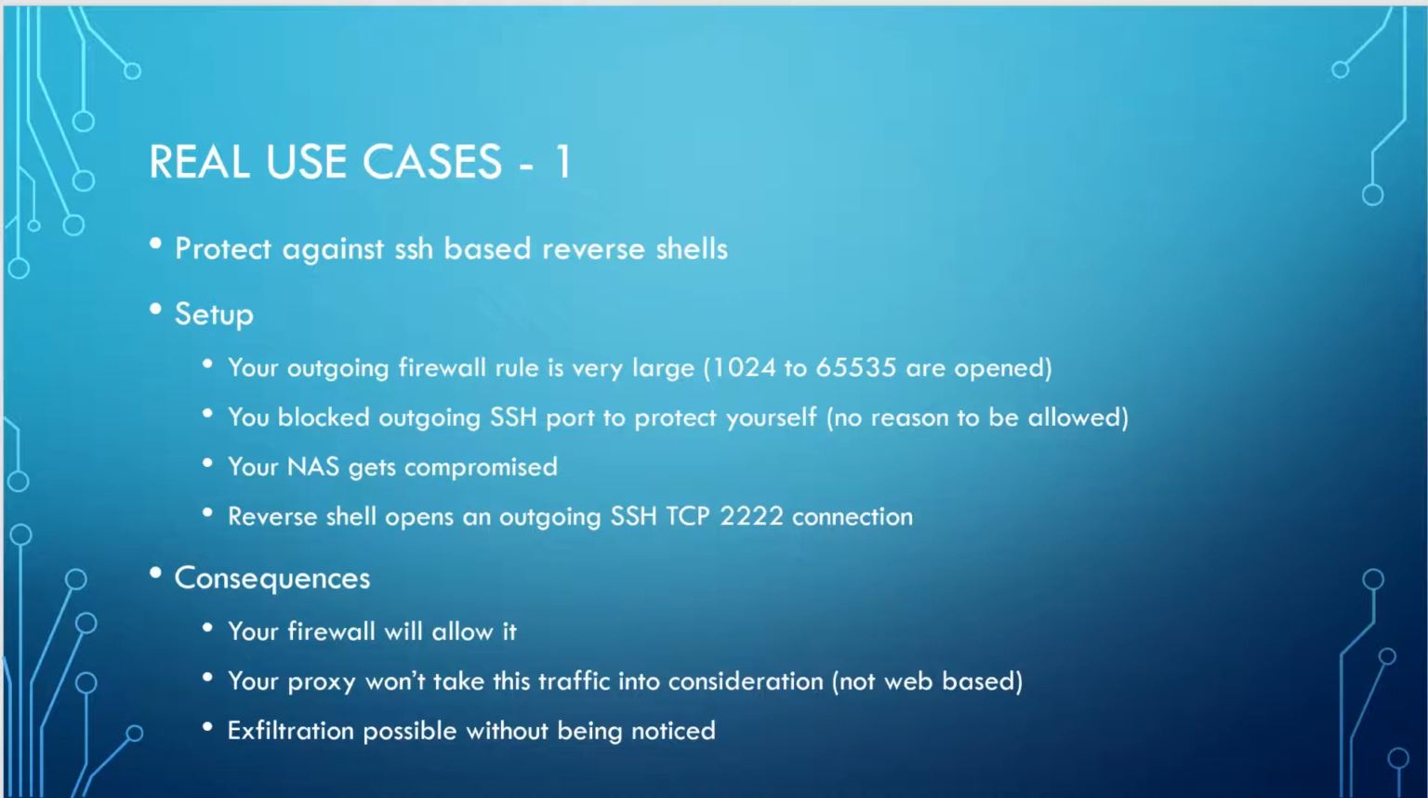It can be strange. But then your NAS gets compromised, okay? And the hacker is going to make an SSH connection, but using a different port. Let's say port 2222. Of course, your firewall is going to allow this traffic because it is in the range that is specified as allowed. And your proxy won't take this traffic into consideration anyway because it's not web-based traffic. And therefore, for example, exfiltration of data or communication with a command and control server is possible and you will not know about it.